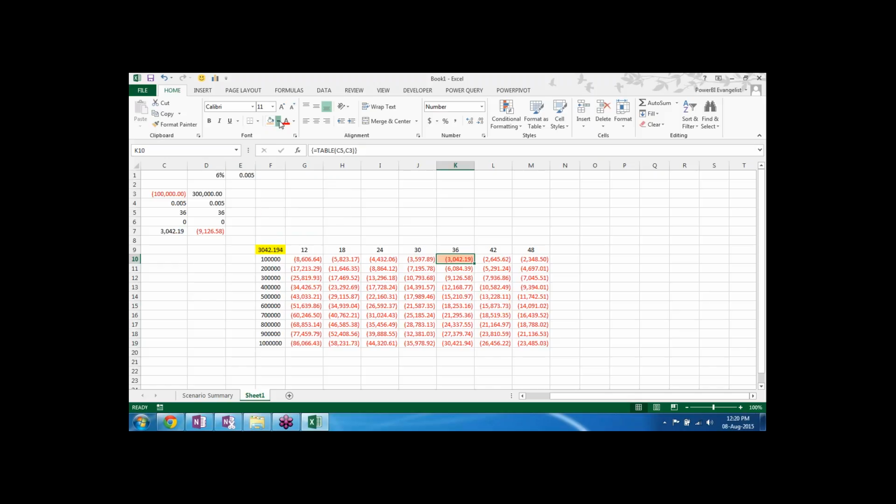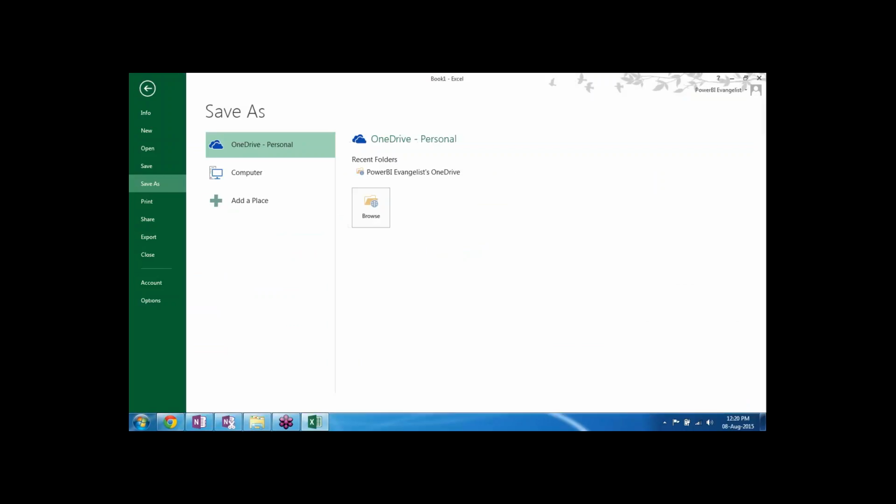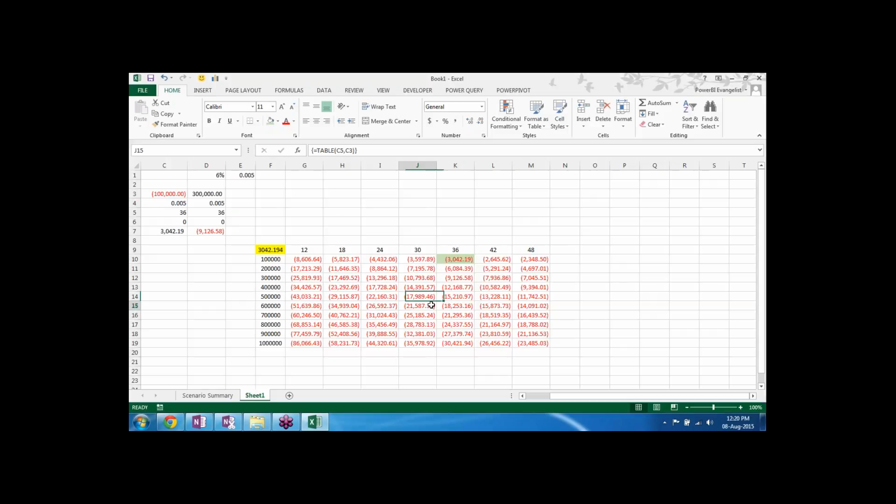So you can see this number here. If this is correct, this means the entire table is correct. So this is an example of a data table. We can instantly create a data table in Excel using these particular features. So these are the important aspects of data analysis that Excel has to offer.